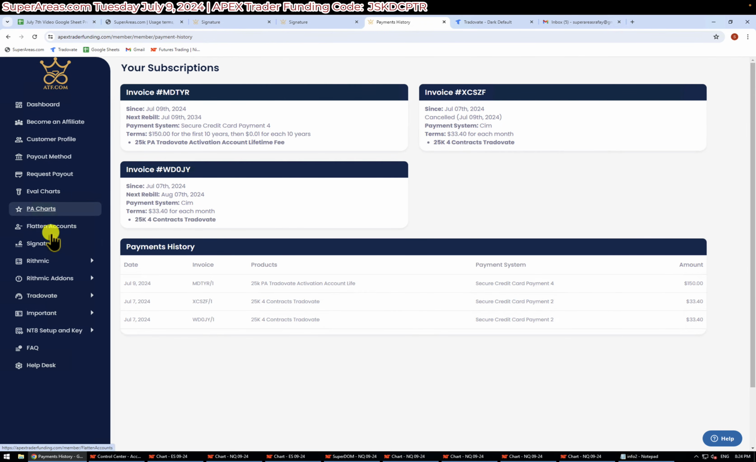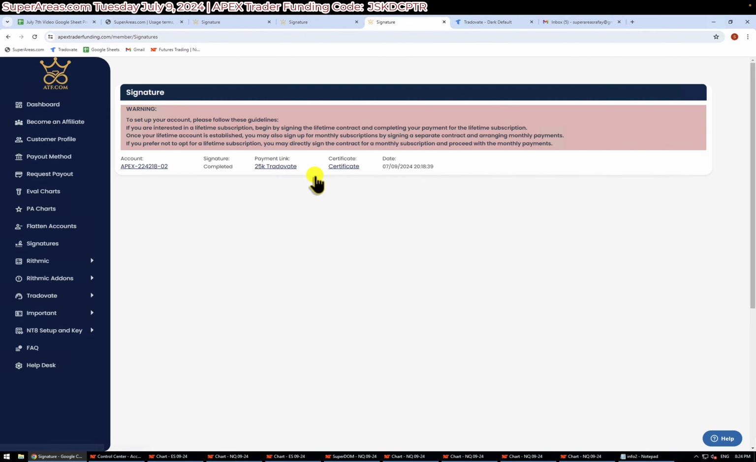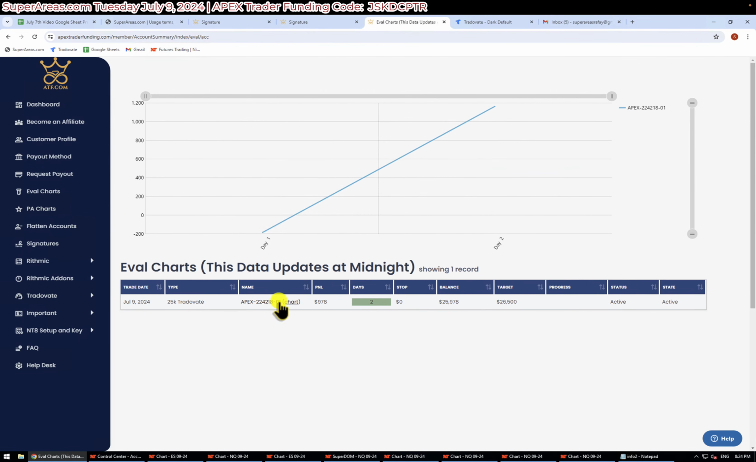Now if you see right here, there's no signatures pending. That's all completed. I made the payment. Now I have two charts, evaluation charts, and there you go, that account has disappeared, and I only have one evaluation account, and that's it. And I will show how to reflect these changes on it.